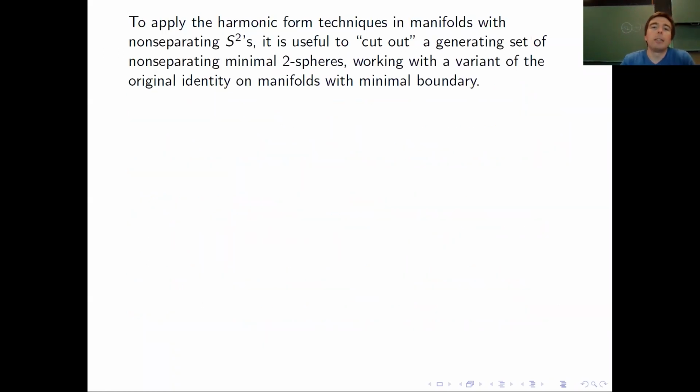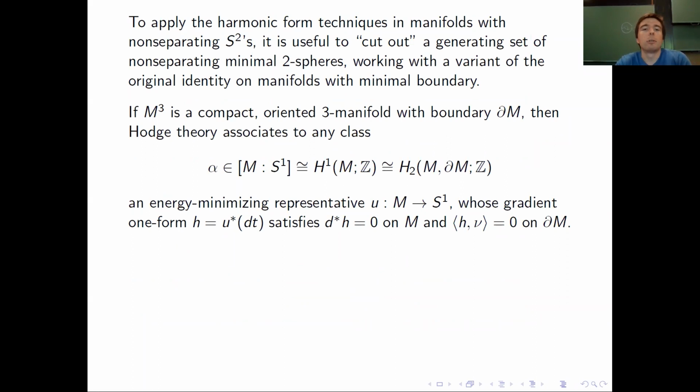All right, so if we want to apply these harmonic form methods on manifolds that do have non-separating S2s, say something connected some S2 cross S1, then it's helpful to cut out some generating set of non-separating minimal two spheres. Okay, so there's this idea that we introduced in a paper with Hugh Bray. Okay, so in that case, it's useful to then have the extension of these techniques to manifolds with boundary, right, after we've cut some things out. And that turns out to be relatively straightforward.